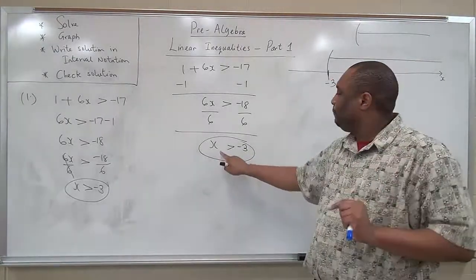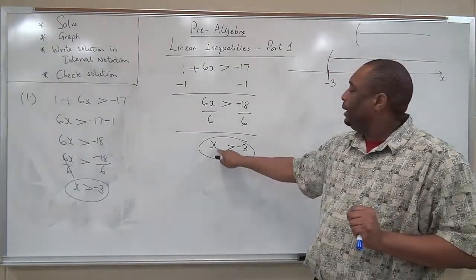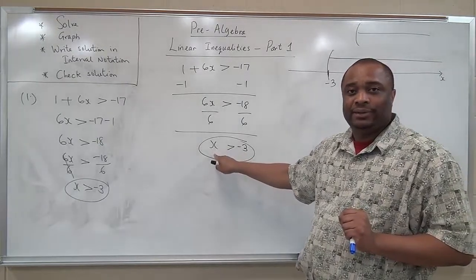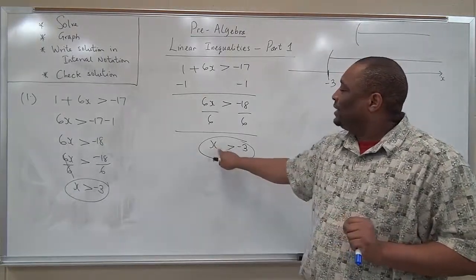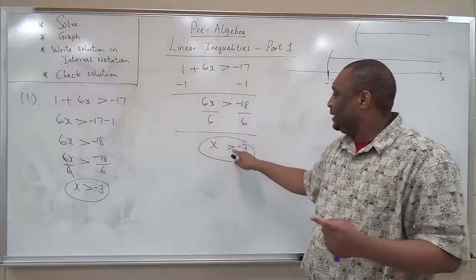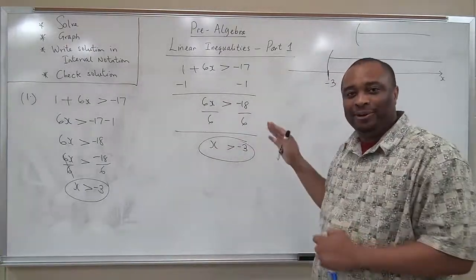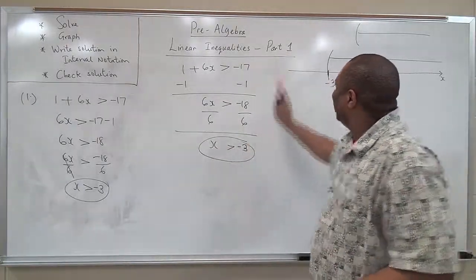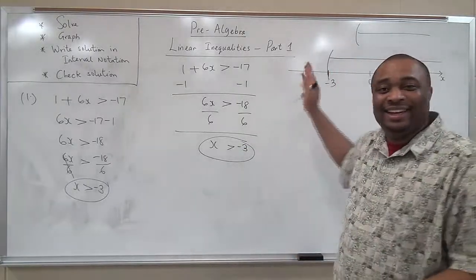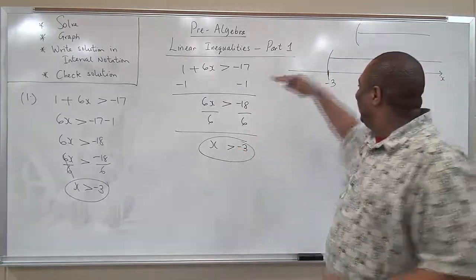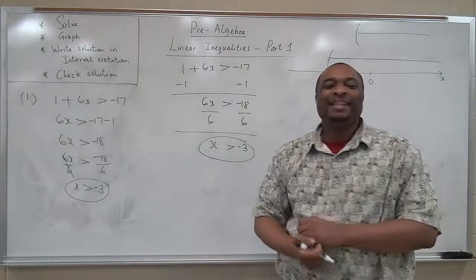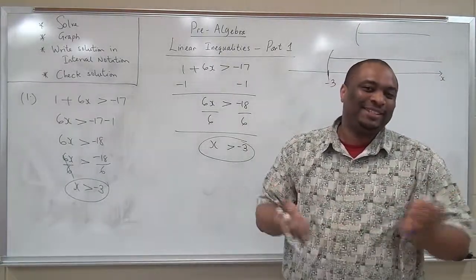Now, this is the trick I want to share with you. This only works if you make sure that your variable is on the left-hand side. Once you make sure your variable is on the left-hand side, then look at the direction of the arrow. This is pointing towards this, right? All the greater than, so it's going to go right. That's the trick. It works.